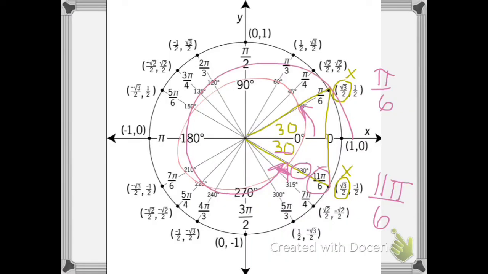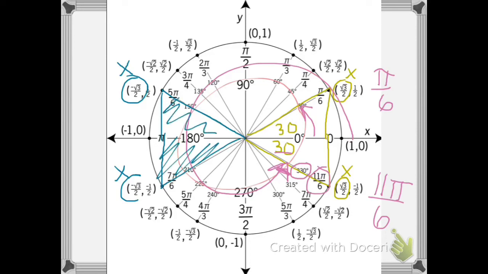So for cosine, I have to find the negative root 3 over 2, which is here, and once again, I'm looking for the x value because cosine and x are related to each other. Cosine, sine, x, y, alphabetical order. So in this case, we also have a 30, 60, 90 triangle in the second quadrant, and another 30, 60, 90 triangle in this quadrant. So here's the first one, here's the second one.